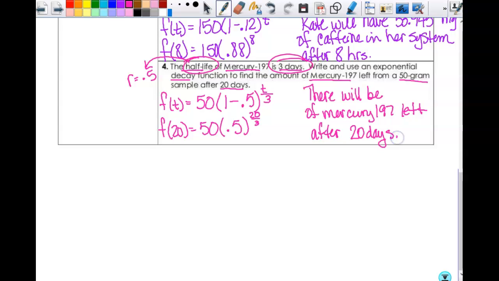All right, and how many decimal places should we go to? 3. So point what? Come on. Point what? 492 what? Grams. Okay, what questions do you have on this? Are we good? Okay, flip it over.